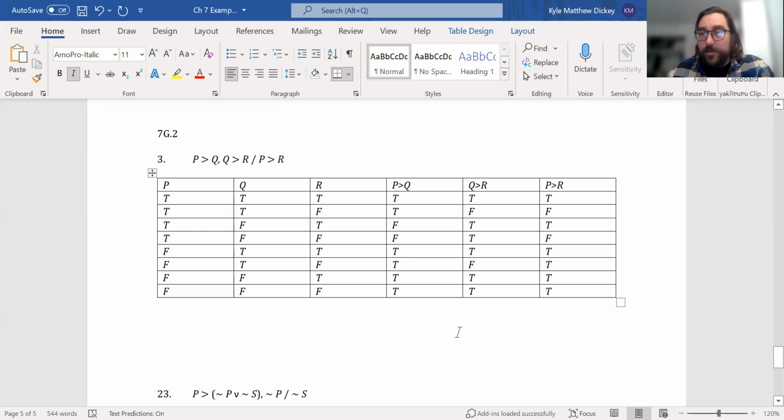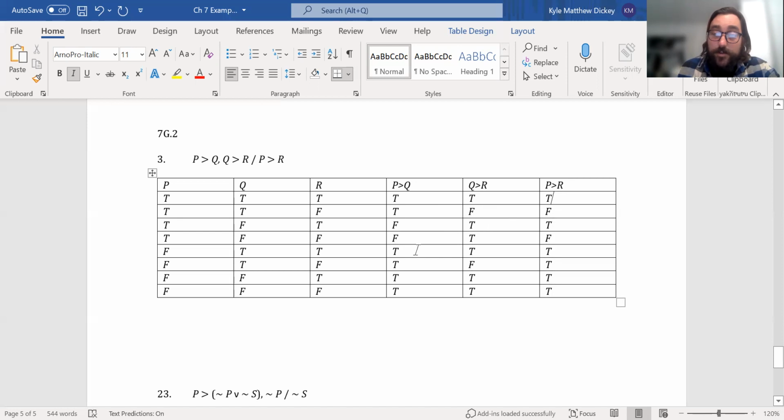Now remember, what are we trying to do? We're trying to figure out if there are any lines where the premises of the argument are true and the conclusion is false. If there are any such lines, we have an invalid argument. So let's look. Line 1, true, true, true. Okay, good, check. Line 2, true, false, false. Well, one of the premises is false, so it doesn't matter. Here, false, true, true, premise is false, so it doesn't matter. Here, false, true, false, again, premise is false, doesn't matter.